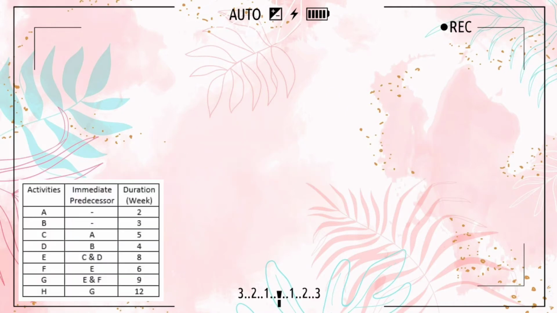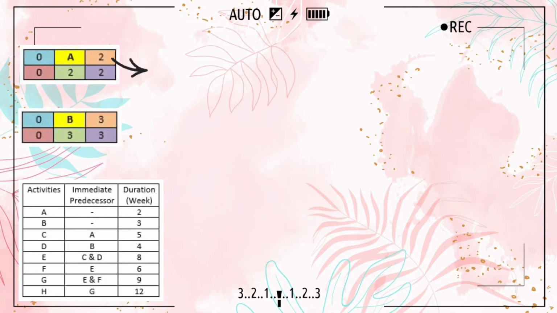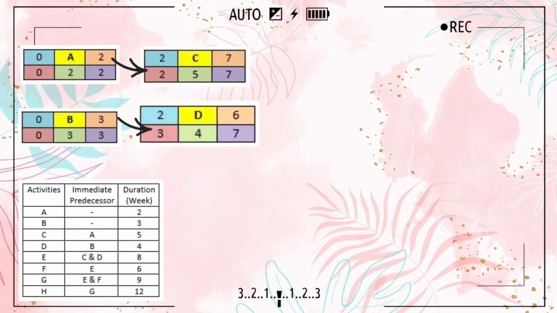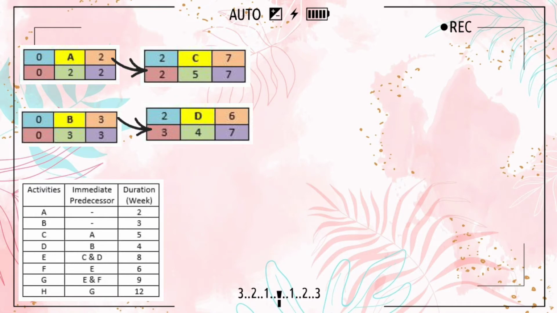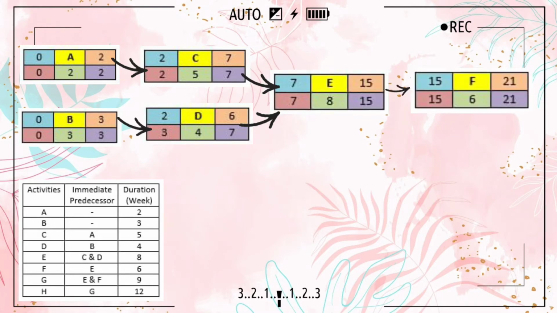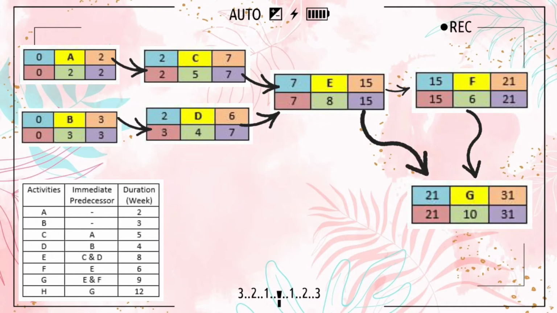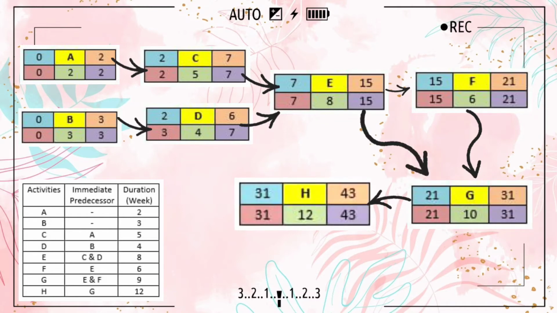Okay, so first of all, we must put all the activities in order. So based on the table, activity A and B are the first ones. Okay, after activity A is activity C, and after activity B is activity D. After both activity C and D is activity E. Okay, after that, E goes to F and F goes to G. E also goes to G and last, G goes to H.